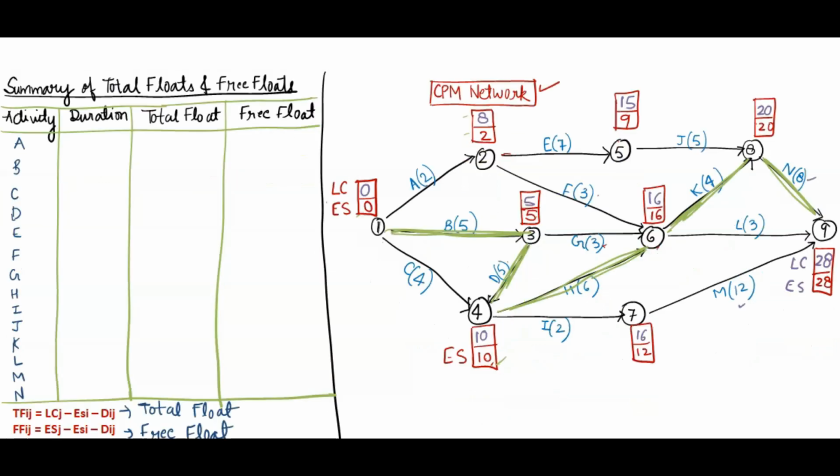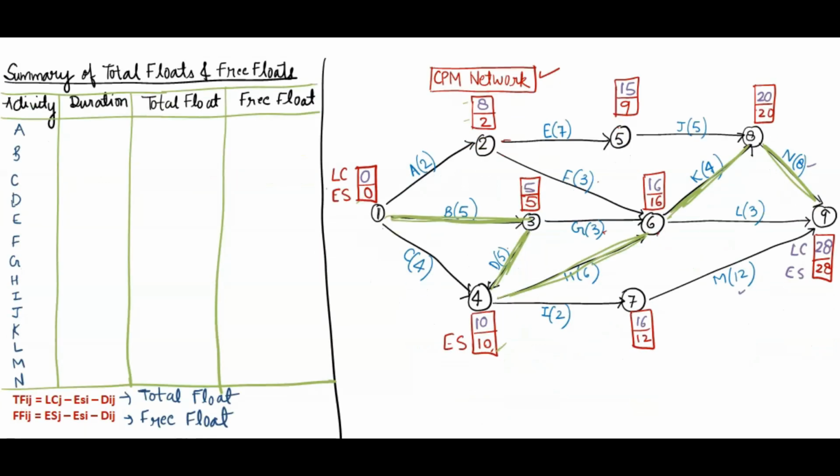So here that CPM network which I have created, that same I have taken here, and then based on this we'll find out the total and free floats. So total and free floats is just formula based. That is very easy. So you just see the formula here. First we'll find out the total float. For total float we have the formula LC of J minus ES of I minus D of IJ. As latest completion time of ending node minus earliest start time of I, the starting node, minus D, the duration.